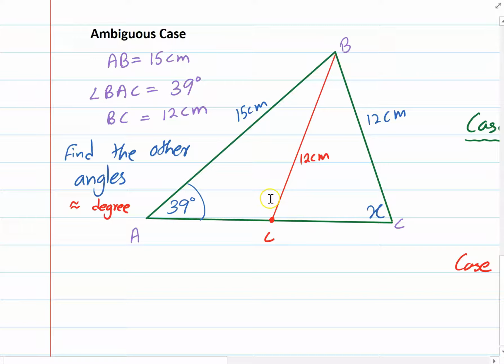Now I need to find the other angles. If this is obtuse, this is acute, and it's smaller. And if this is acute, this could be obtuse or acute depending on the values 15 and 12, but that will be the larger angle. So there are two possible angles at C as well. That's what we call the ambiguous case. Let's consider the first case, where I'm going to drop the 12 further away from A.